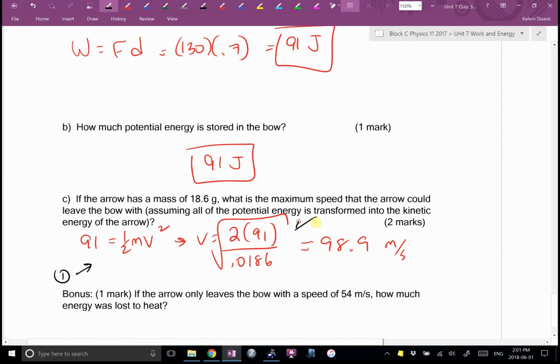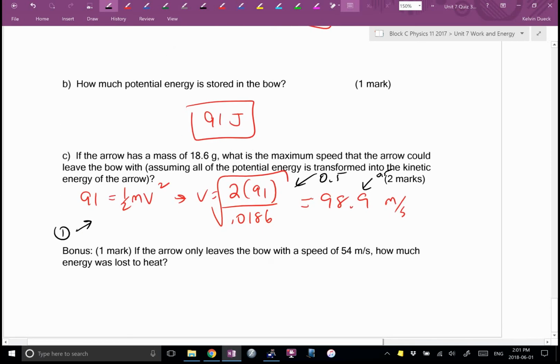One mark. Half mark. Half mark. Ooh. Heat. Okay.